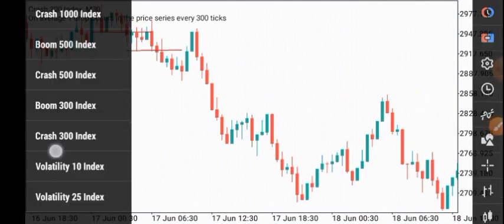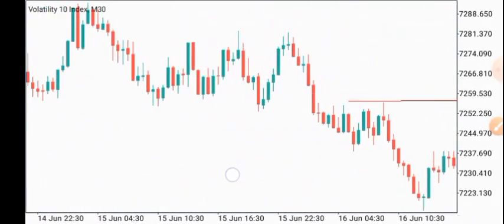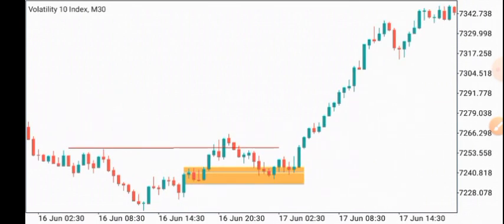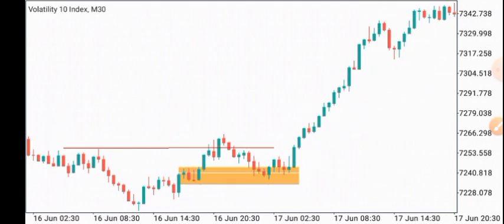Let me still show you. It still works on the volatility indices. So like I said earlier, this is a strategy that works on all the time frames. Now look at this. This is volatility indices.